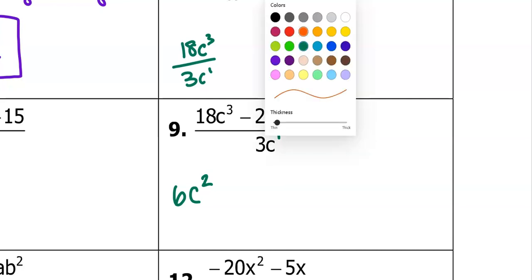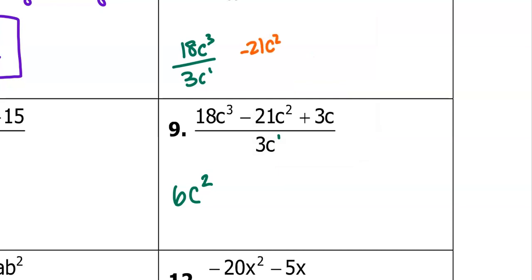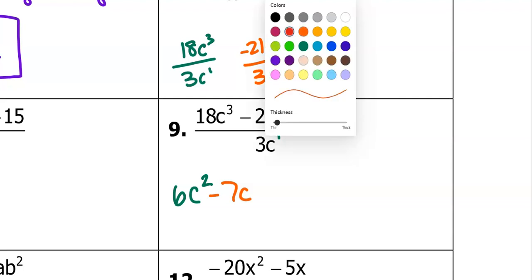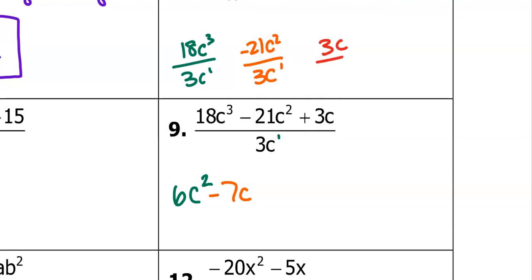All right, now the middle. We have negative 21c squared over 3c to the 1. So negative 21 over 3, negative 7. c squared over c to the 1, c to the 1. Good. All right, and then my last little piece. We have 3c over 3c. What is 3 divided by 3? What is c divided by c? 1. So what's going to go on the end? Just a 1. The whole thing turns into a 1, a positive 1. And this is our answer.